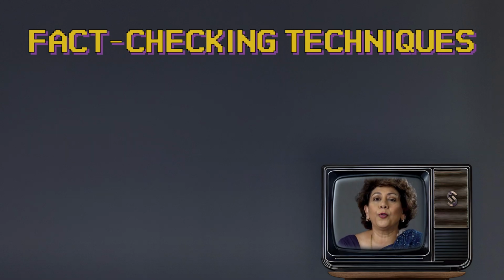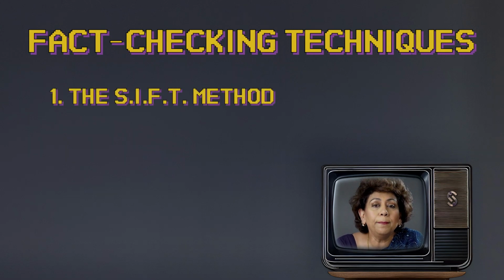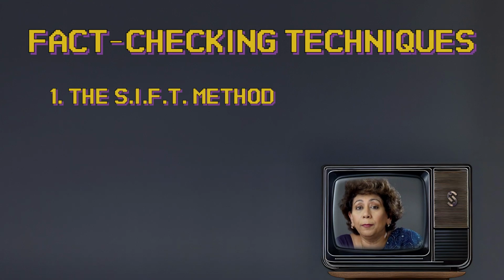First, let's talk about the SIFT method. A simple yet effective way to fact-check information. It's called SIFT, S-I-F-T. No, it's not what you do to atta before making rotis. Imagine being CID's ACP Pradyuman, but instead of solving murders, you're solving whether that viral post about rasam curing COVID is true. Let's break down what the acronym SIFT means.